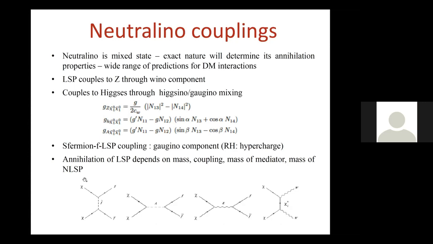Okay, so typical diagrams that could contribute to neutralino annihilation, depending on the nature of the LSP and the mass spectrum, could be annihilation into fermion pairs through sfermion exchange, or through Z or Higgs exchange, or annihilation into W pairs through, for example, chargino exchange. This process is typically much more efficient and tends to lead to a much higher cross-section, hence to a much lower relic density.